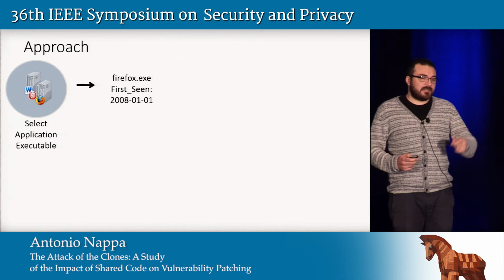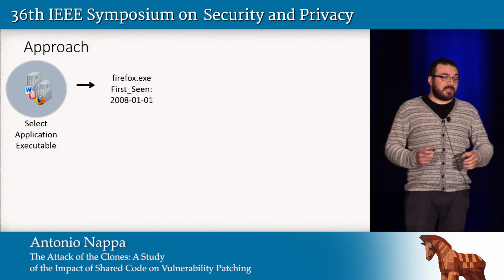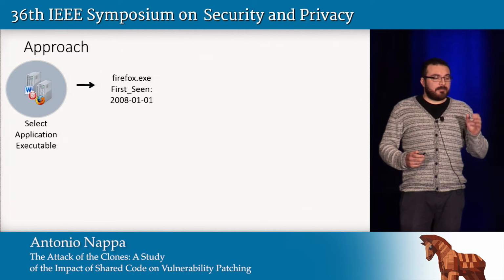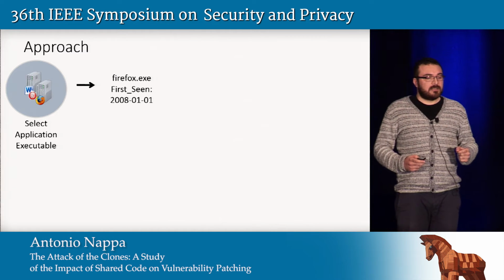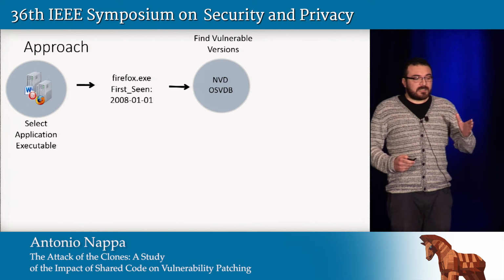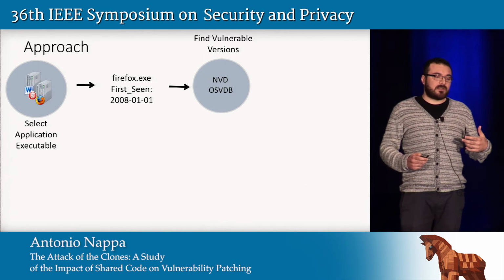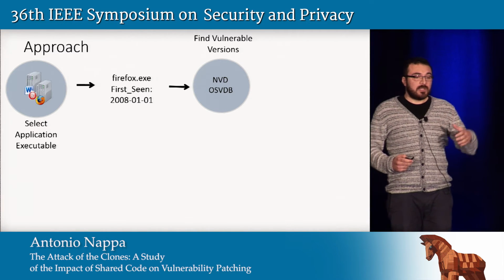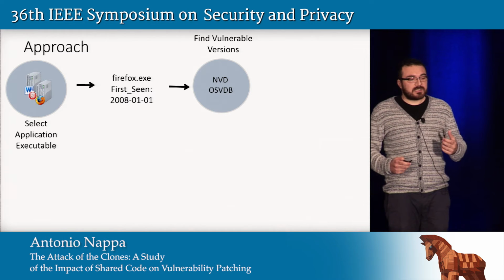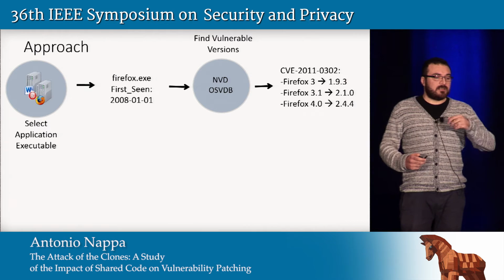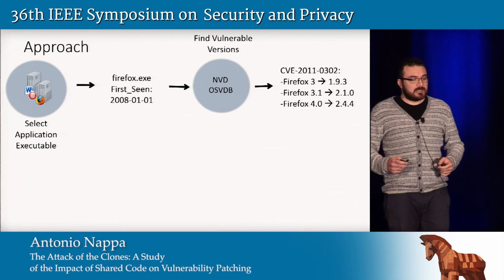And then we have another interesting piece of data that is the first seen, so when the application appeared in the dataset. Then with this data, we associate it in the National Vulnerability Database and Open Source Vulnerability Database to find which are the vulnerable versions for a given vulnerability. So this is an example. You see the CVE, and then you have the versions.